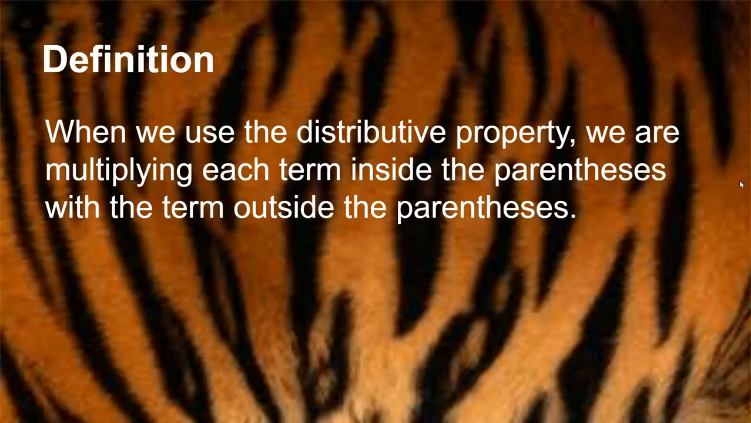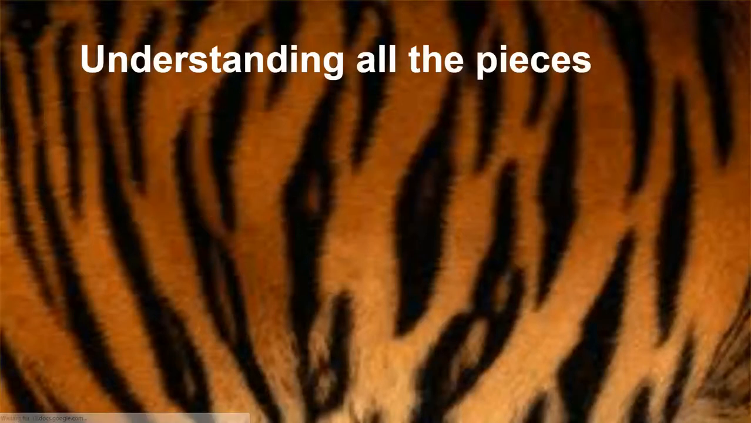When using the distributive property, we are multiplying each term inside the parentheses with the term on the outside of the parentheses. You may have to remember integer rules, and there might be some stranger problems that you have to figure out, but it is a fairly simple thing. It's just multiplication. So let's understand all the pieces first.